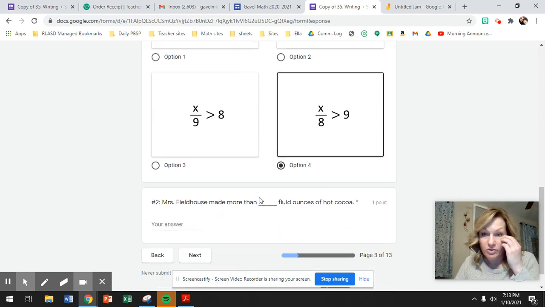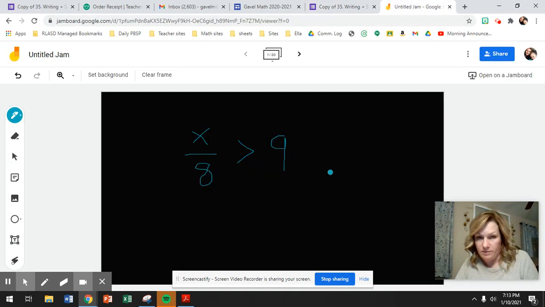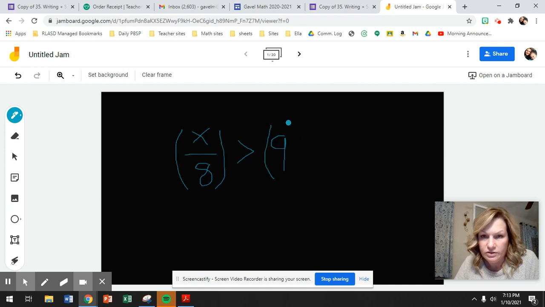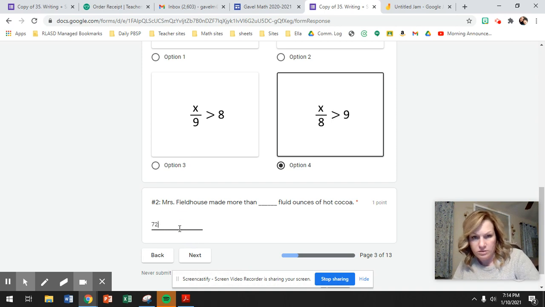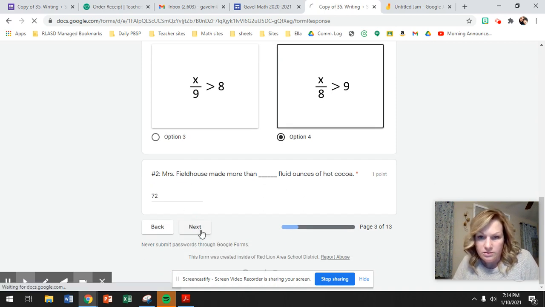So she made more than how many? So how much hot cocoa did this lady make? She had to make more than what? Well, this is division. x divided by 8. So I'm going to multiply, because the opposite of division is multiplication. So I'm going to multiply both sides by 8. Because doing this, 8 cancels out this 8, leaving us with x is greater than 72. So she made more than 72 ounces of hot cocoa. Okay, next.